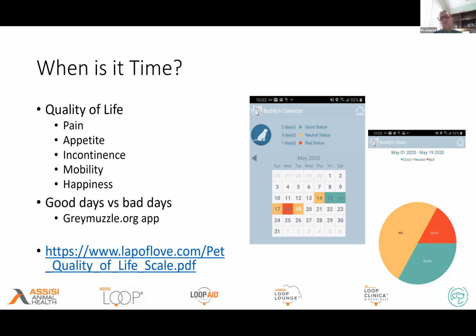This helps out when you're really trying to make an objective decision. There will always be feelings, but if you start getting more red days than green days or even yellow days, it may be time to start having that discussion with your veterinarian. Lap of Love, in fact, is a community of veterinarians throughout the US that offer in-home assessment for care and hospice care, and also euthanasias.